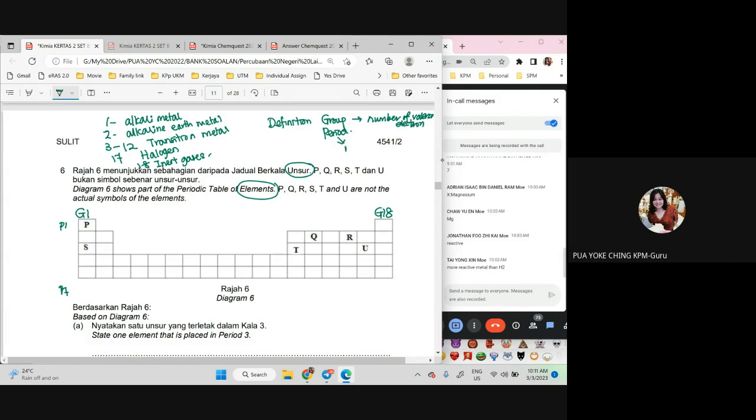Period depends on your number of shells filled with electrons. Okay, so ini yang biasa akan tanya. Then the rest, it will ask about why group 18 is inert. Okay, because they achieve stable duplet atau octet electron arrangement.